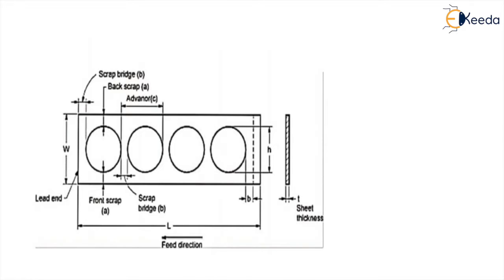So see here, this is our sheet of length L and width W, and thickness T. This is our available sheet, and we have to produce these circular blanks from the given sheet, and the feed is given in this direction. Now you can see here the distance from the lead end to the first part or blank that is going to be produced.